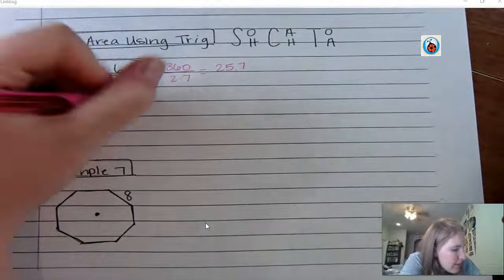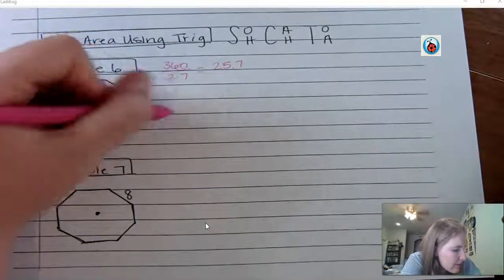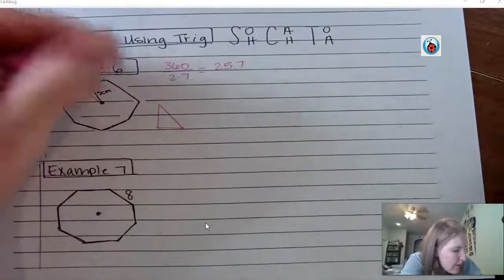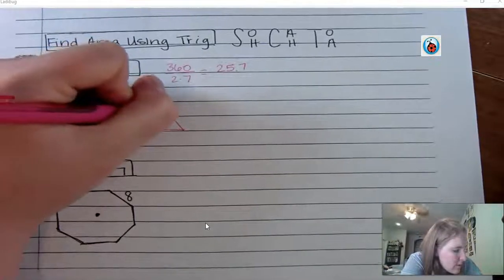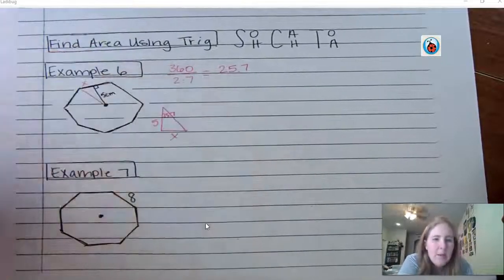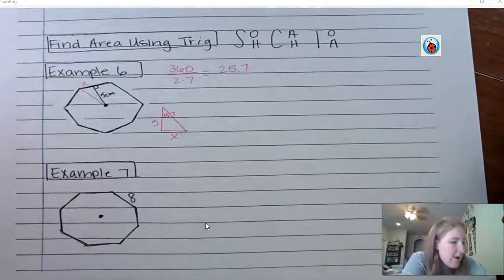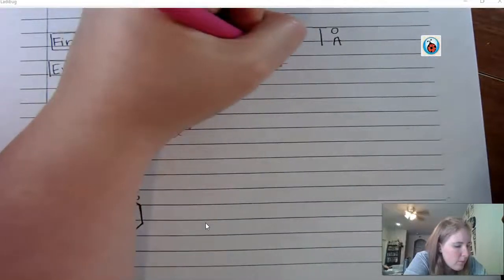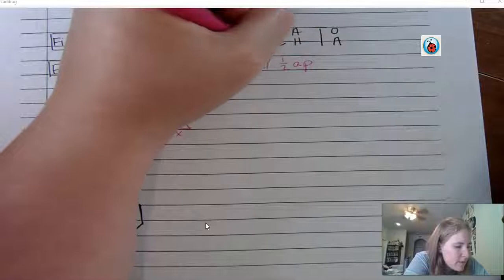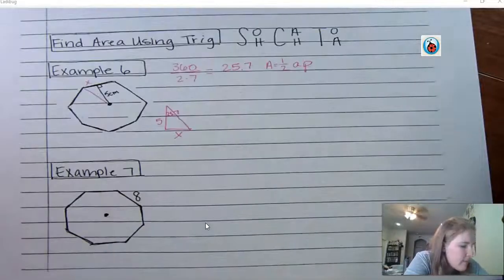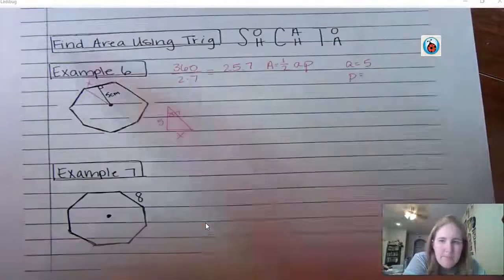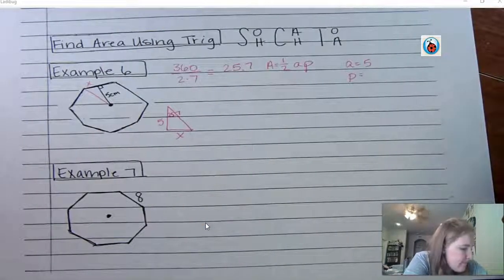And so I'm going to bring this triangle down here, where 5 is the apothem. This is 25.7. We are looking for this side because we want to find its length. We already have the apothem, but remember we need the perimeter, 1/2 AP. It's going to give us our big area. Our apothem is 5. We don't know our perimeter yet.